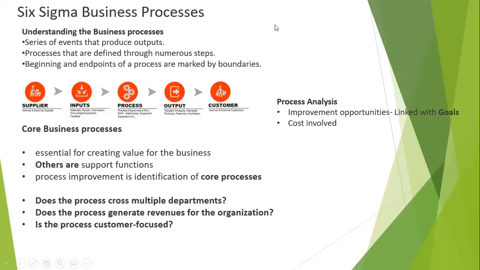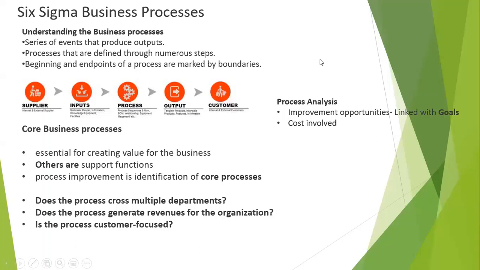Okay, right. So the next one is Six Sigma business processes. What is a business process? When you're doing business, it has a process. It has input, and then it has the process, and it goes toward an output. That's what we are talking about with business processes: the series of events that produce your output.